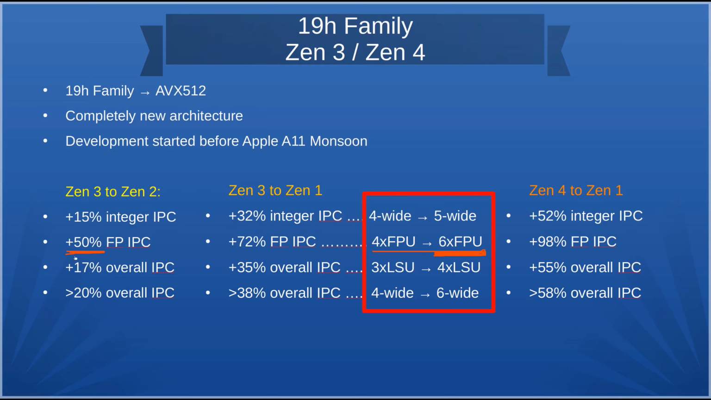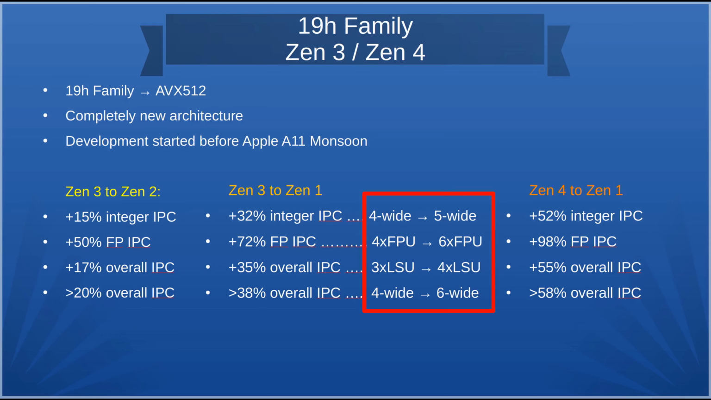And the overall is like 35%, which means they need to also boost the memory units. So my suggestion is that going from 3 memory units, load store units, to 4, it's like a 1/3, so it's almost exactly 35%. Then Zen 3 will actually probably need 4 memory units.